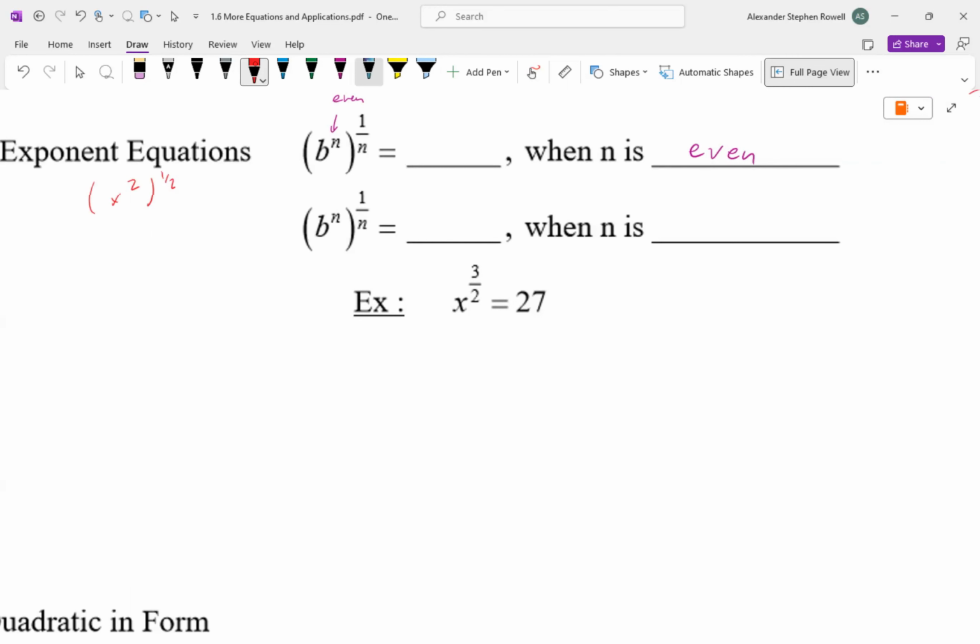What does 1/2 power mean? Square root, right? Square root of x squared. The answer is what? Absolute value x, right? Because you square, make it positive, take the positive root, it's always positive. In the same manner, this is going to be absolute value b.